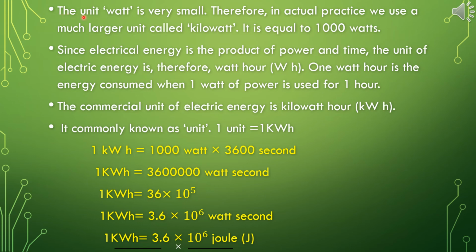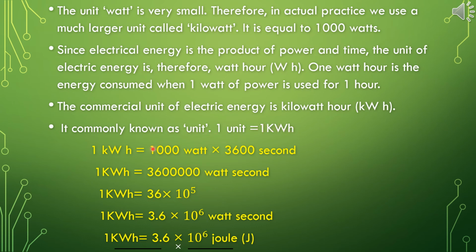Children, the unit watt is very small. Therefore, in actual practice, we use a much larger unit called kilowatt. It is equal to 1000 watts. Since electrical energy is a product of power and time, the unit of electric energy is watt hour. 1 watt hour is the energy consumed when 1 watt of power is used for 1 hour. The commercial unit of electric energy is kilowatt hour, and it is commonly known as unit. 1 unit is equal to 1 kilowatt hour.